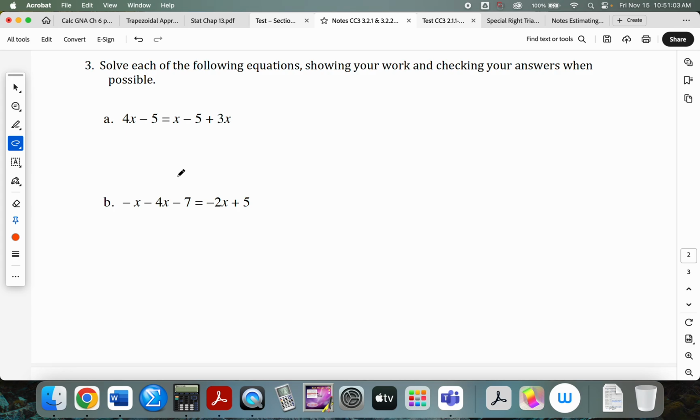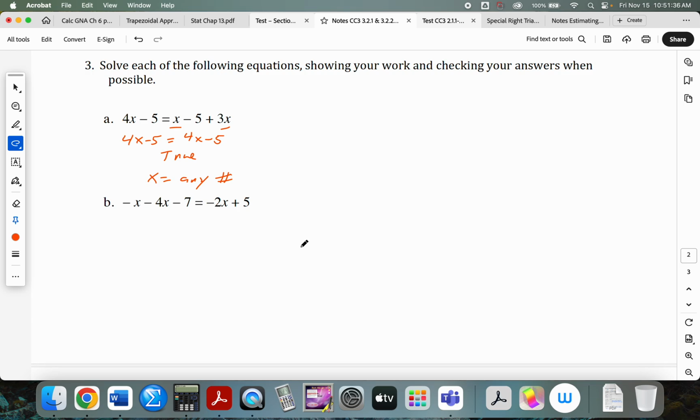So what should I do first here? Simplify. Can I simplify the left? No. Can I simplify the right? Yes. Join the like terms. I've got 4x minus 5. You know what's going to happen, don't you? Do you really need to go through and subtract the 4x to be convinced? No. This is always true, isn't it? So x equals any number.